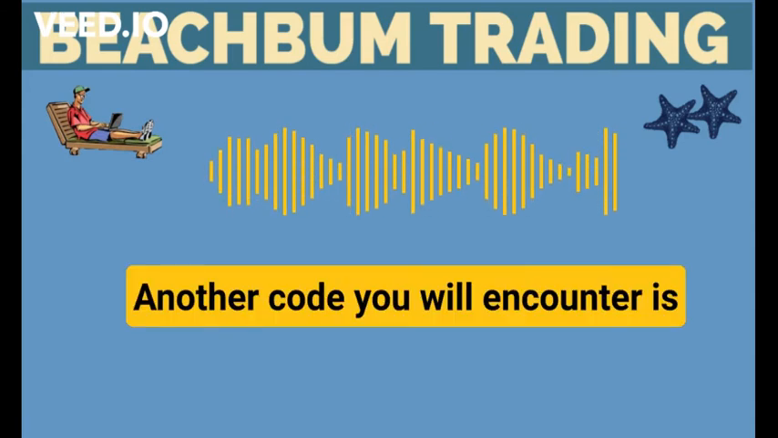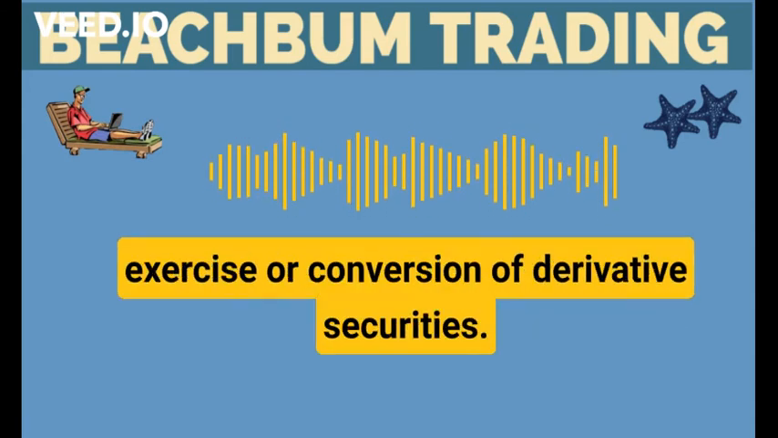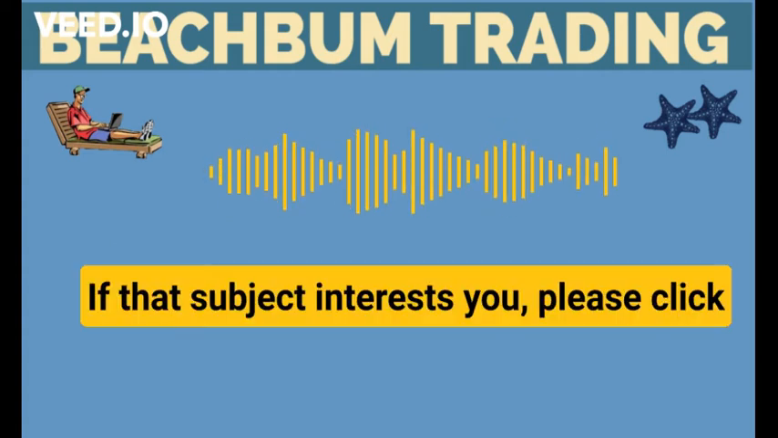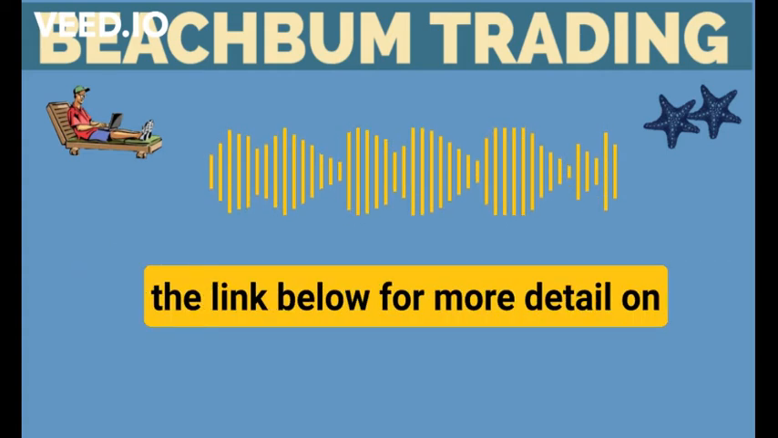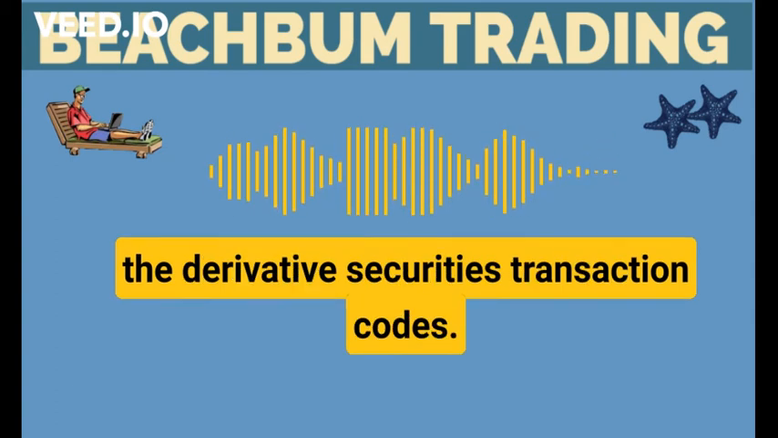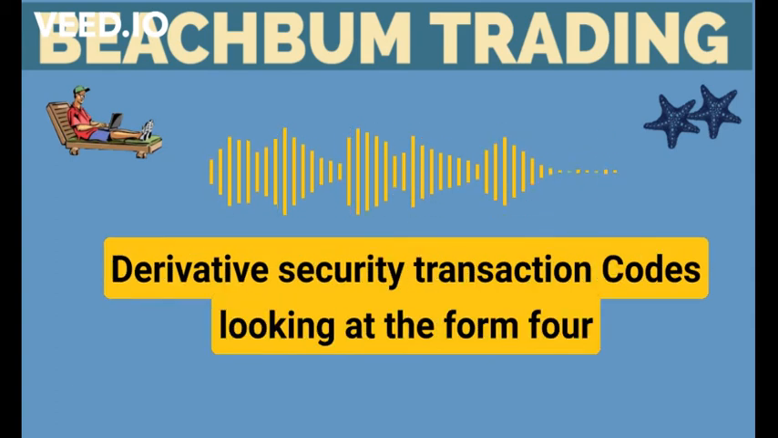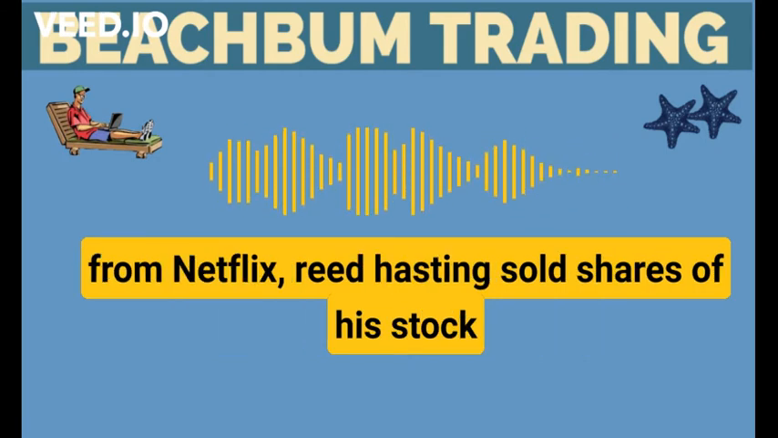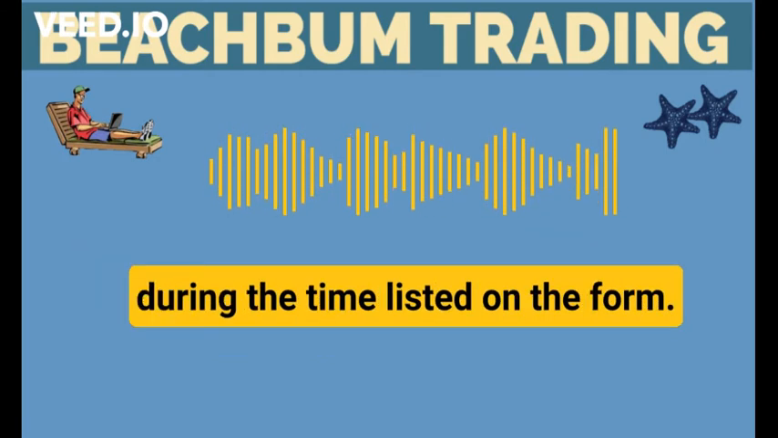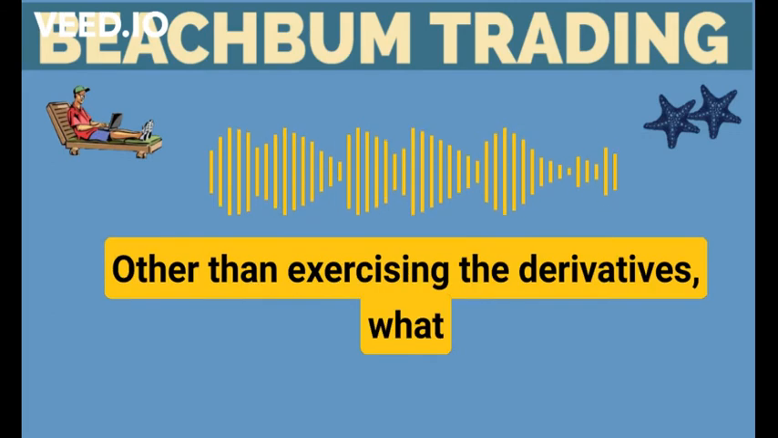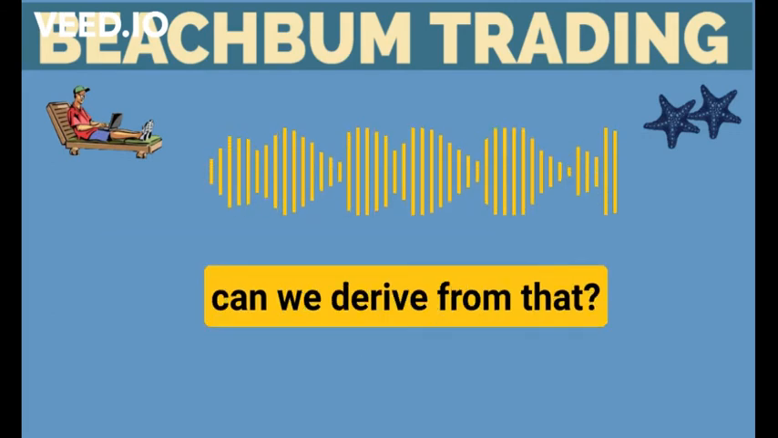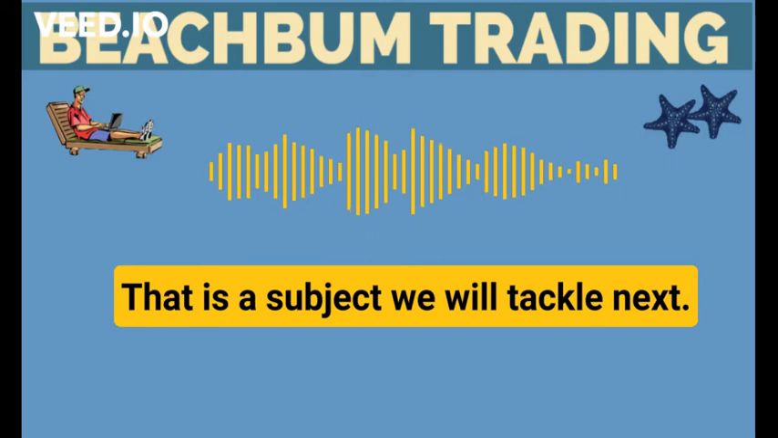They equal the most common codes you will encounter. Another code you will encounter is code M, which stands for the exercise or conversion of derivative securities. If that subject interests you, please click the link below for more detail on the derivative securities transaction codes. Looking at the Form 4 from Netflix, Reed Hastings sold shares of his stock during the time listed on the form other than exercising the derivatives. What can we derive from that? That is a subject we will tackle next.